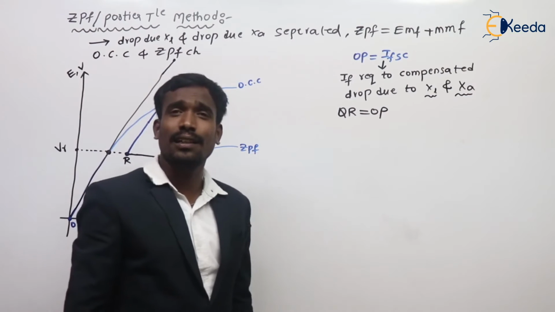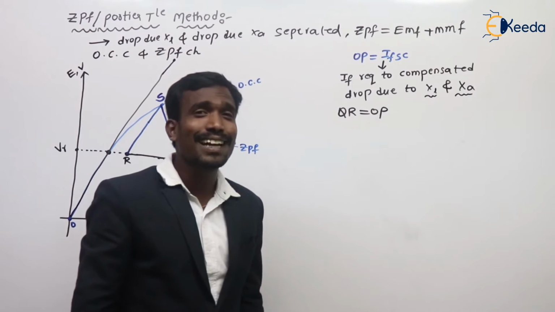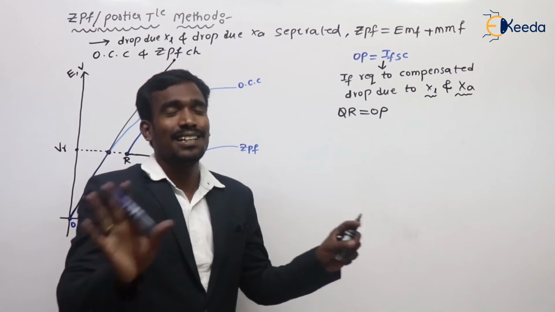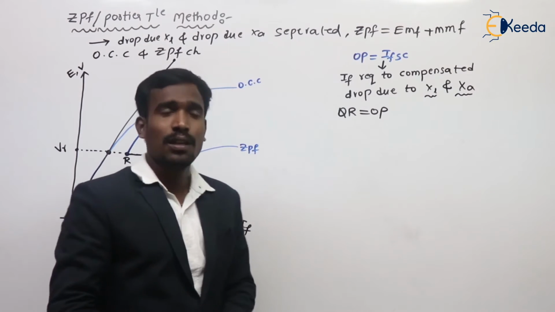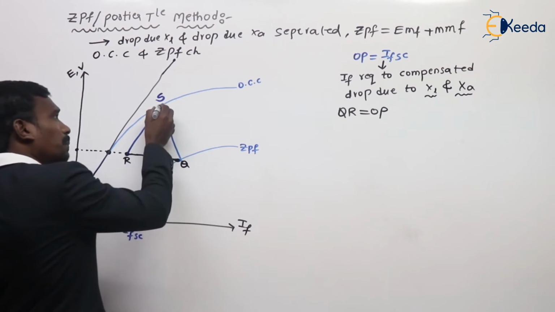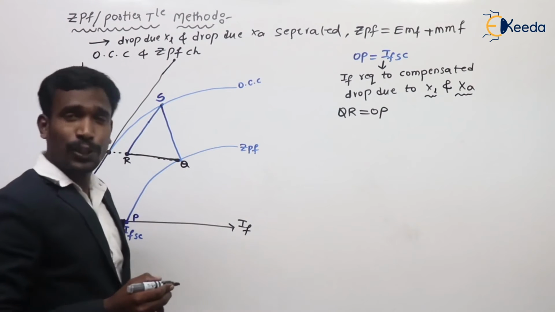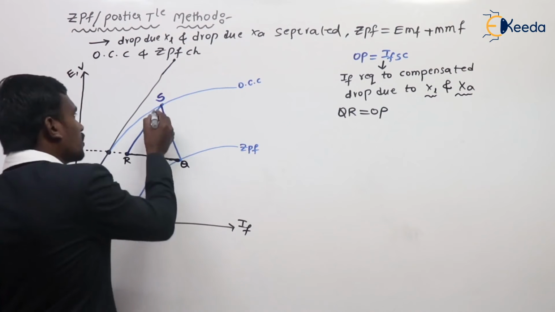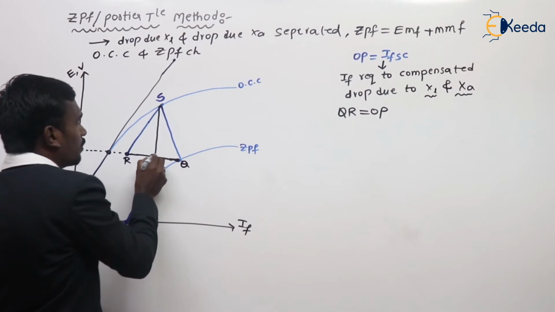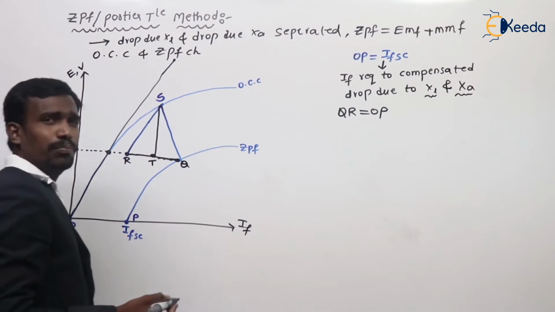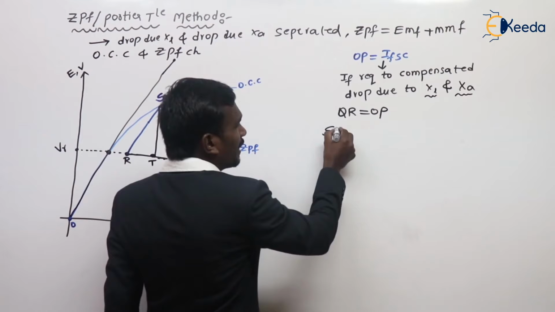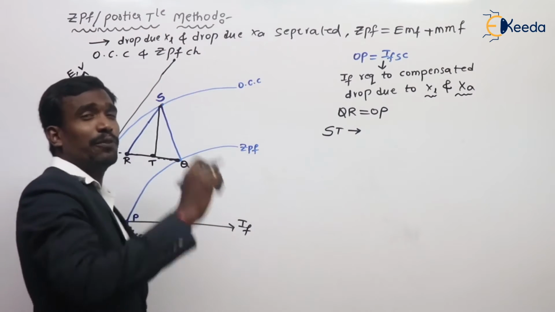We have one triangle, but this is not a Potier triangle. Don't assume this is a Potier triangle. Be careful. Now let's draw a perpendicular line from S to RQ. This is the perpendicular line, and this is the point T. Now this ST, I told you about already in the ZPF characteristics.